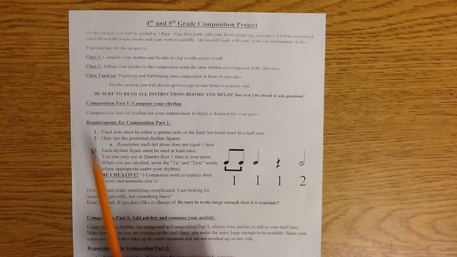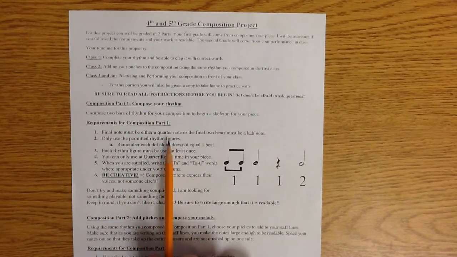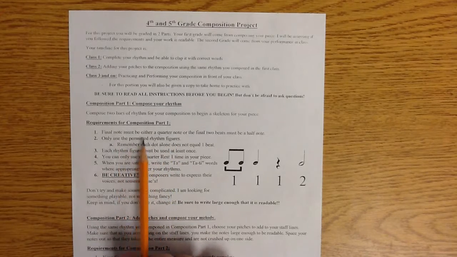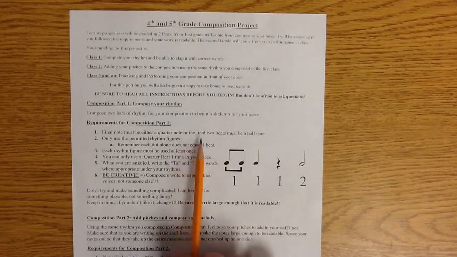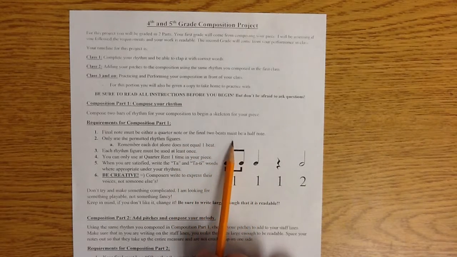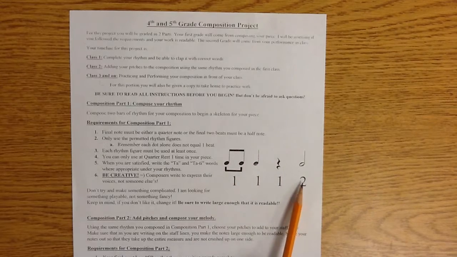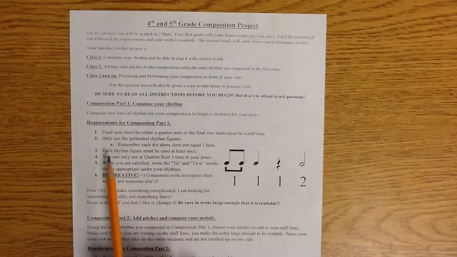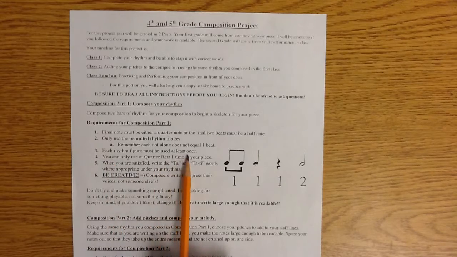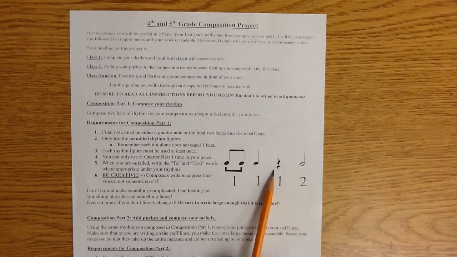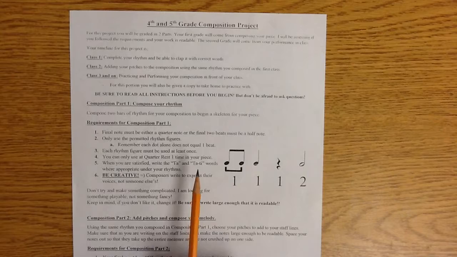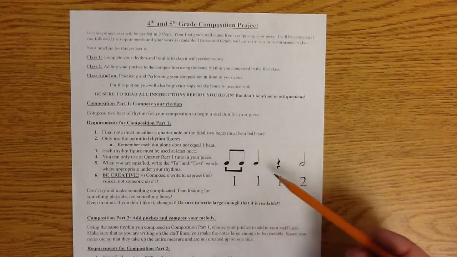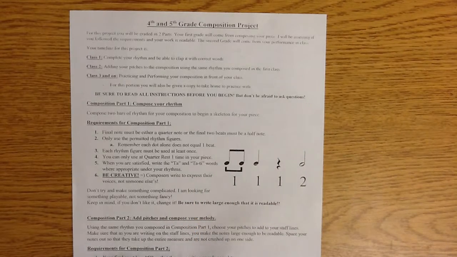Just a reminder, in Composition Part 1, requirements are that the final note must be either a quarter note or the final 2 beats must be a half note. Please remember you must use each figure at least once in your composition, and you may only use a quarter rest one time during your piece. Once you are finished, you may go back and add the rhythm words that are associated with each name.